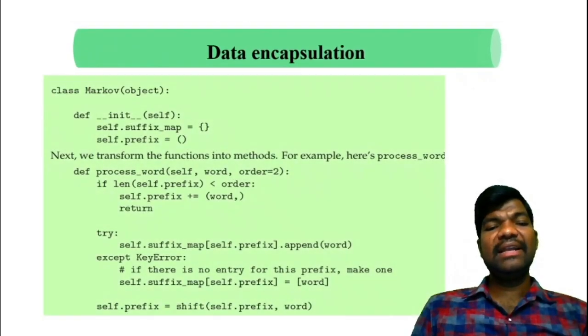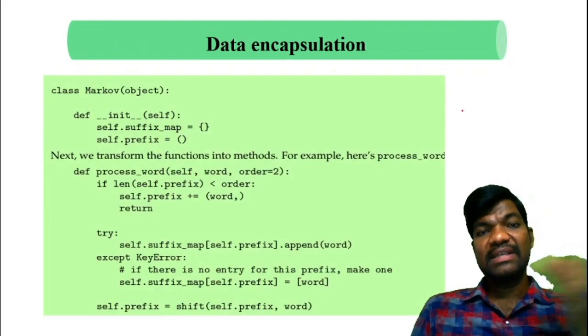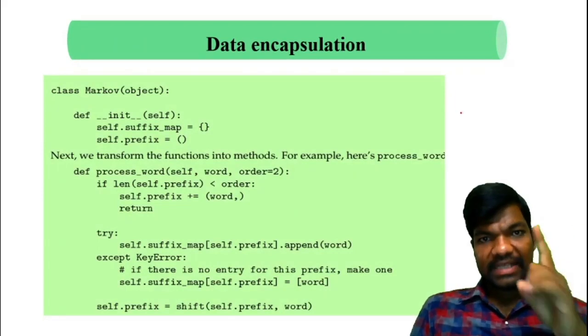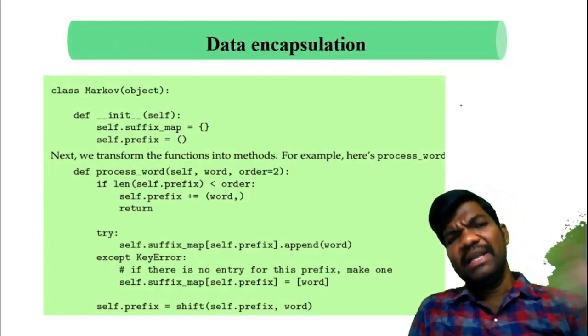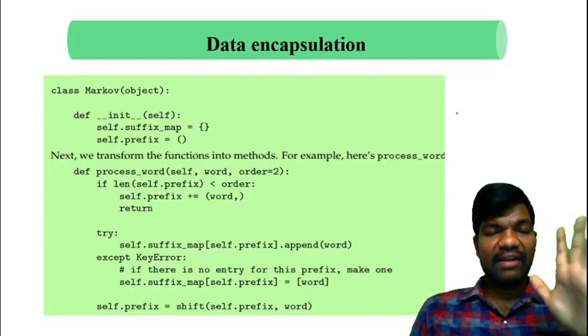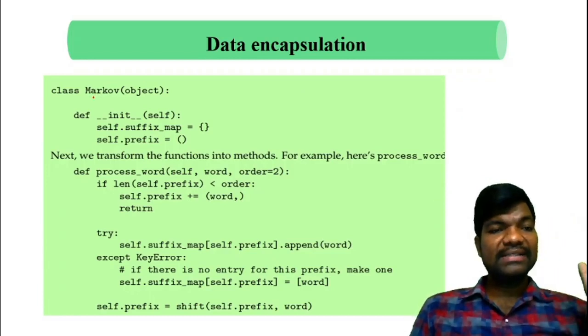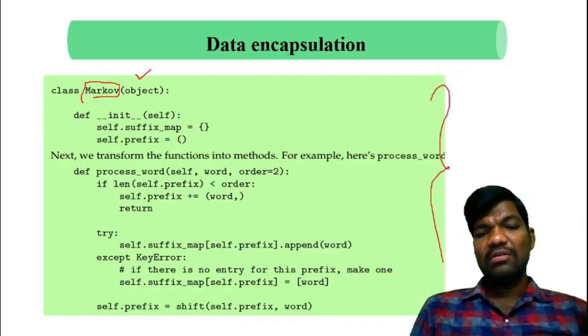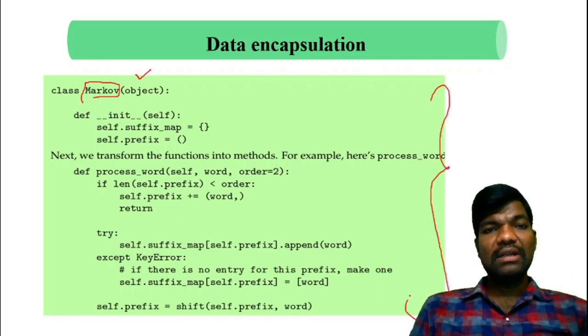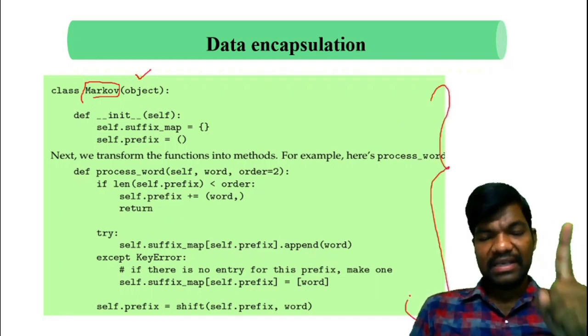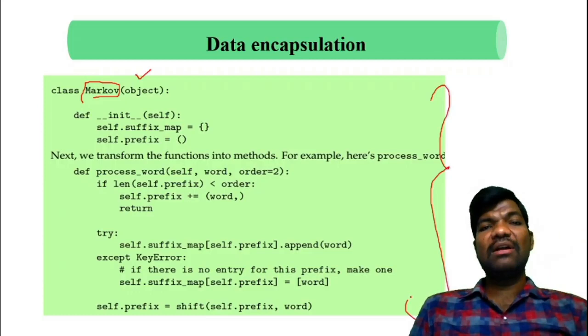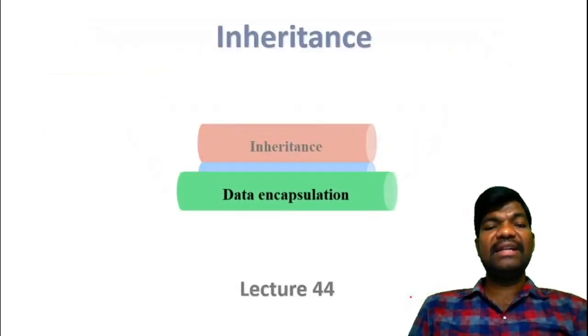Now coming to data encapsulation. Encapsulation means wrapping up of data into a single unit. So we are combining the total data. Finally we are forming one class, the Markov class, using the object. By using this entire code we are combining the total program into one single class, which is called wrapping up of data. That is data encapsulation.